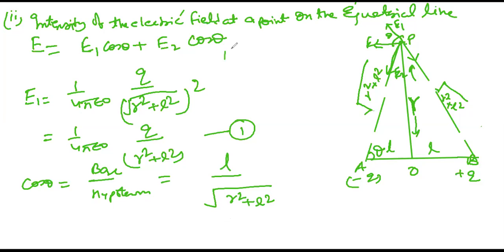Similarly, what will be E2? E2 also will be 1 by 4 pi epsilon naught q upon r square plus L square. This is your equation 2. Have you written this much? Yes. Let us go for the next.